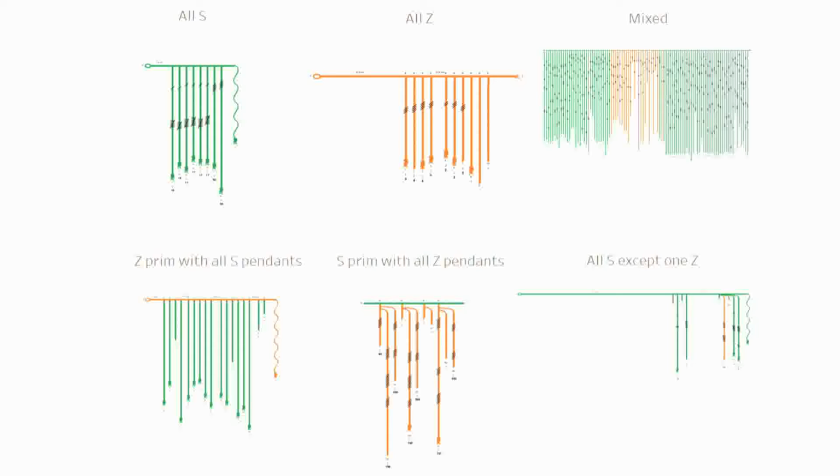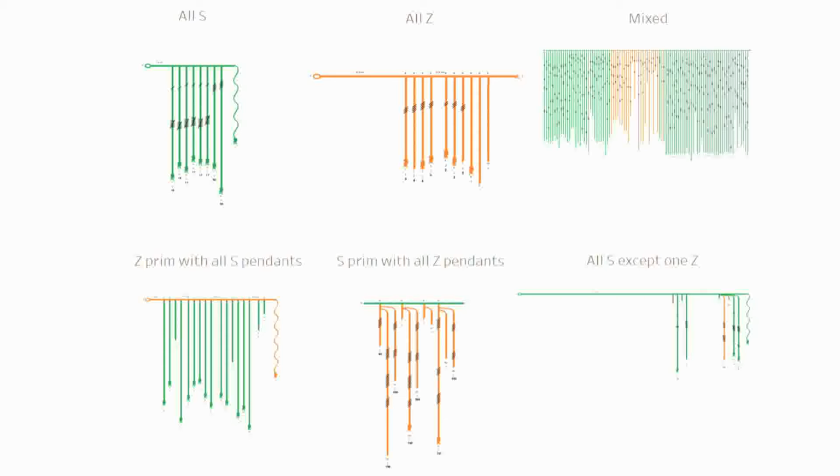So the first one we see here, all S, every chord is S-plied, and it's all in green. The second type is all Z, every chord is Z-plied, it's in orange. And then there are some that are fairly evenly mixed. And then there were some where the primary chord was Z-plied and all the pendants were S-plied, and the opposite: all of the pendants being Z-plied and the primary chord being S-plied. And I found this very interesting because it did seem to be a very intentional thing.